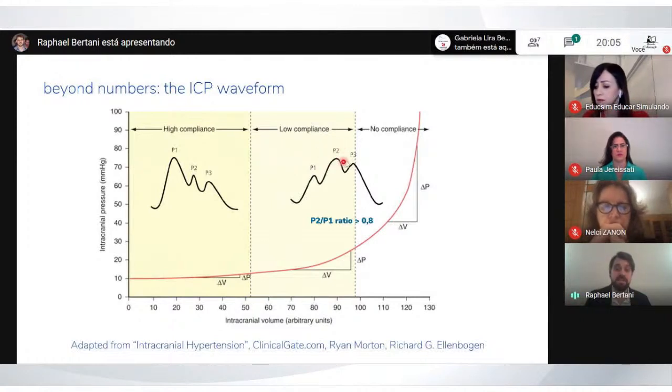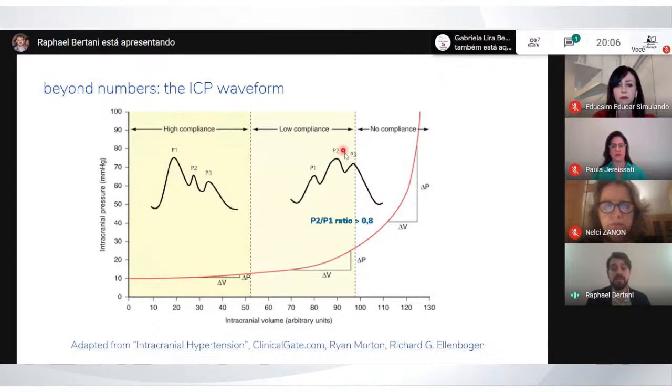P2 is related to this compliance since it's the tidal wave, the reflex of the arterial pulse inside the brain. So we have a brain with normal intracranial volume and normal intracranial pressure, and we see that P1 is bigger than P2, which is bigger than P3. So this is a normal waveform. The ratio here is under 0.8, and as the volume and the pressure increase, we have decreasing compliance of the brain, P2 gets bigger than P1, and the ratio inverts to above 0.8, until there's no compliance and ICP will spike.